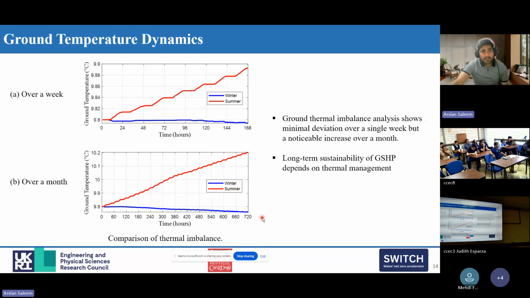So next we look at ground temperature dynamics, that is, how it affected the temperature of the ground. The ground thermal imbalance showed a minimal deviation of less than 0.1 degree Celsius over a week, but a noticeable increase was observed over a month, which highlighted the cumulative effects of heat extraction and recharge cycles. It also showed that without effective ground recharge strategies, gradual temperature depletion can reduce ground source heat pump efficiency, and it can compromise system longevity.